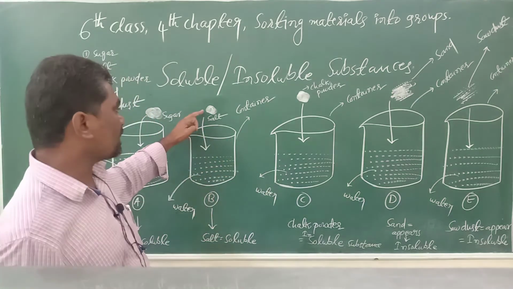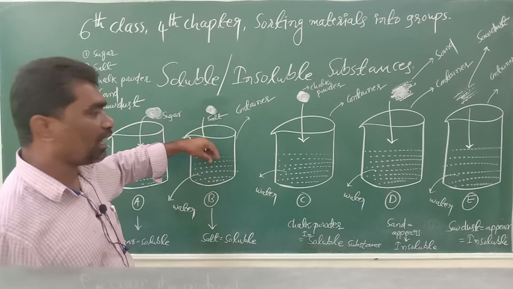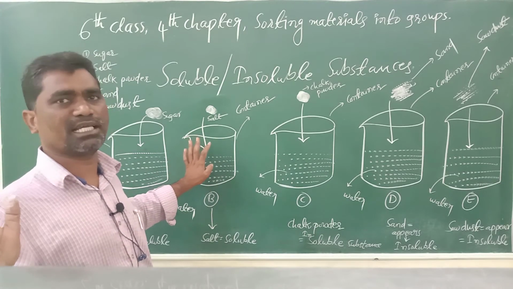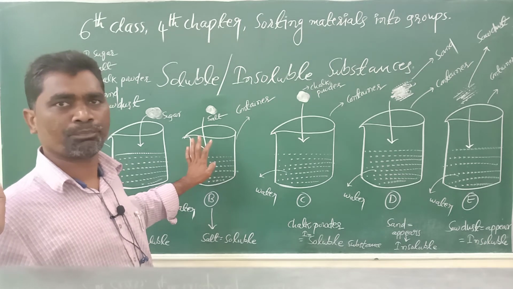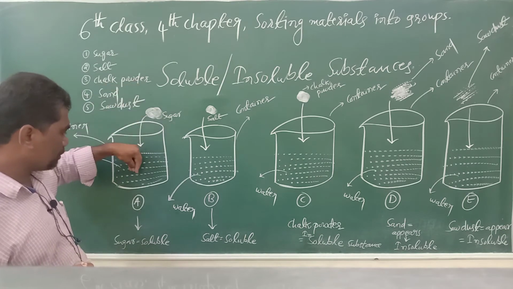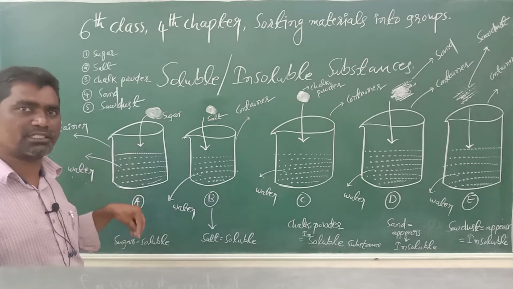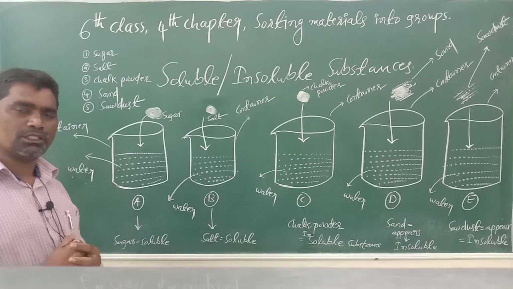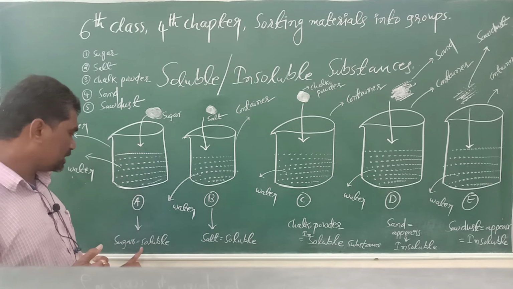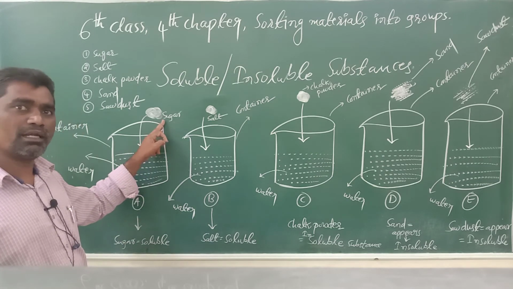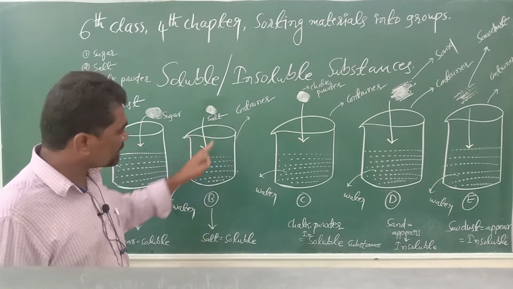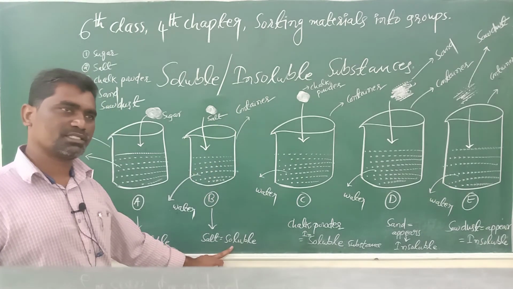Next, salt. If we keep salt, what happens? Salt completely dissolves inside the water. It disappears inside the water. It doesn't appear from outside. Next, sugar also. Whenever sugar is put in, it disappears inside the water. Sugar doesn't appear from outside. So that's why sugar is called soluble. Sugar dissolves inside the water, so sugar is called a soluble substance. Salt dissolves inside the water, so salt is called a soluble substance.